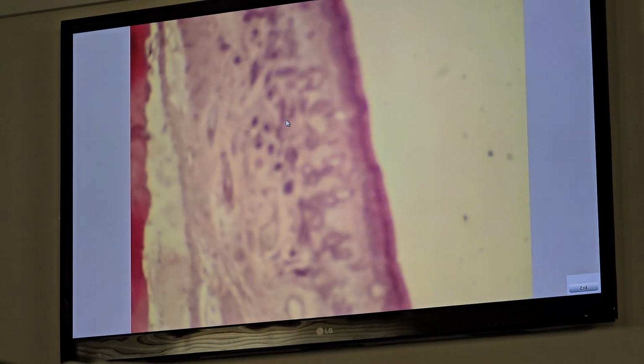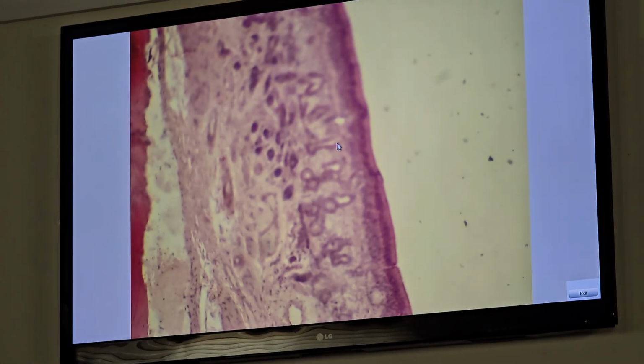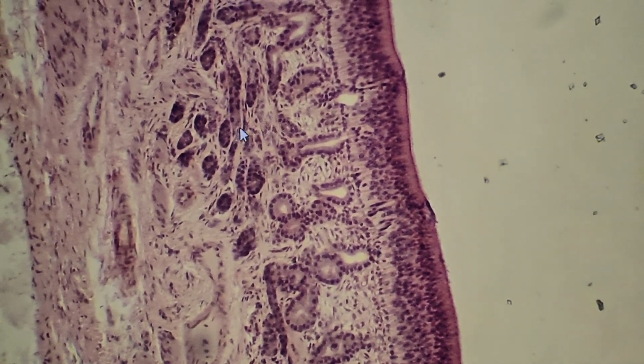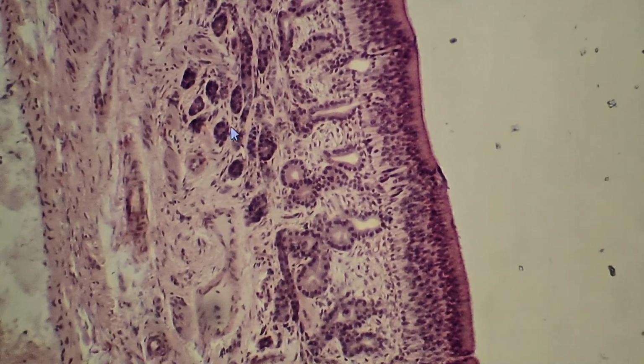This is the section on low magnification. We can see the olfactory epithelium with the three types of cells. This is the lamina propria with Bowman's gland.